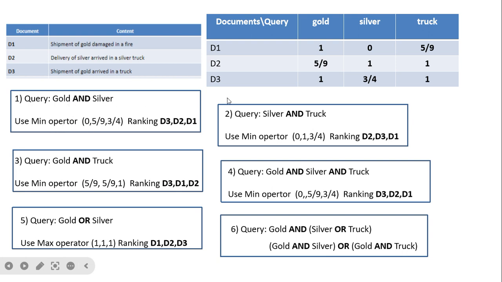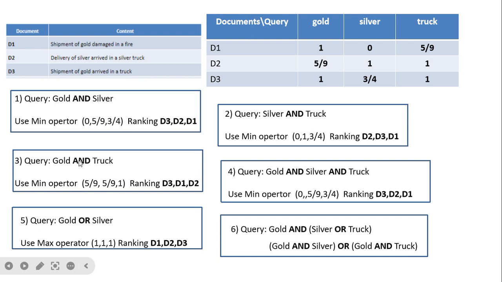For gold and silver, for all three documents, we can check. So 1, 0, since the AND operator is there, we pick up 0. 5 by 9, 1, we will pick up 5 by 9. 1 and 3 by 4, we will pick up 3 by 4. So here we can check that the document ranking is D3, D2, D1, because here 3 by 4 is the maximum. So this is nothing but we are getting the ranking of the documents like D3, D2, D1.